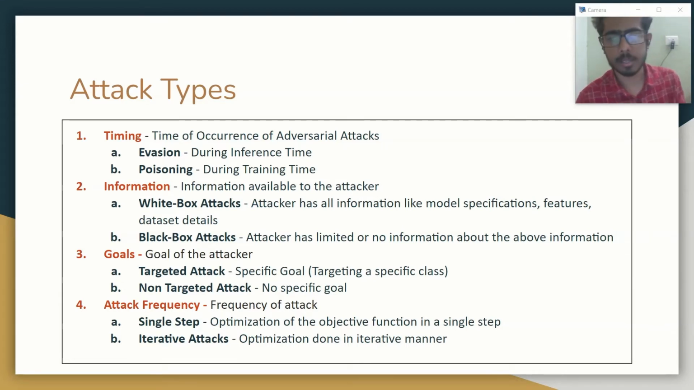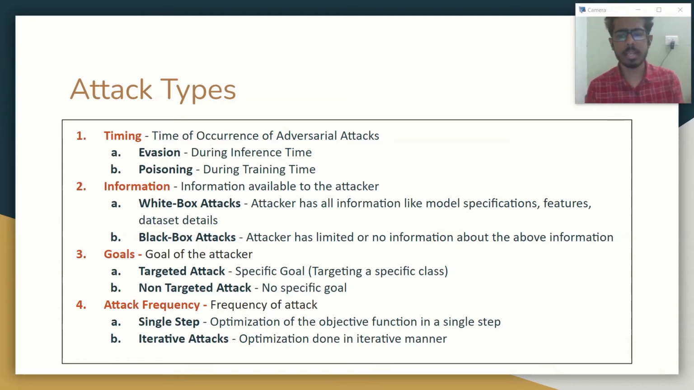The goal of the attacker, right? So does the attacker just want to confuse the model, or do they want an input to be classified wrongly to a particular class? So obviously it's called a targeted attack if there's a particular targeted class which the attacker desires. If there's not, you just want to misclassify any sort of input, and it's called a non-targeted or untargeted attack.